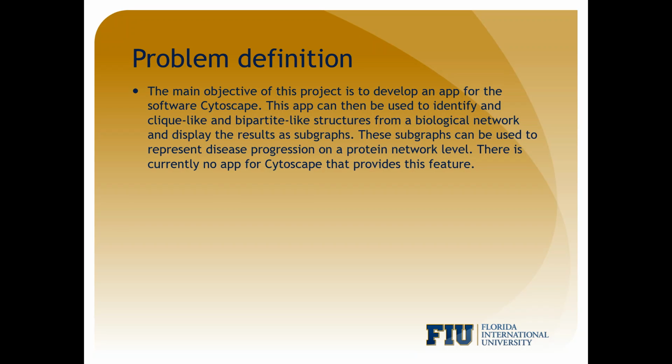So the main objective of this project is to develop an app for the software Cytoscape. This app can then be used to identify clique and bipartite-like structures from a biological network, and then display the results as subgraphs. These subgraphs can then be used to represent disease progression on a protein network level. As of now, there is currently no app for the software Cytoscape that provides this feature.